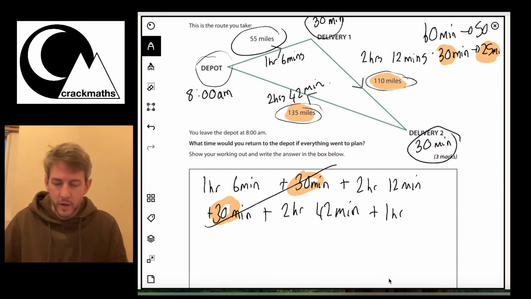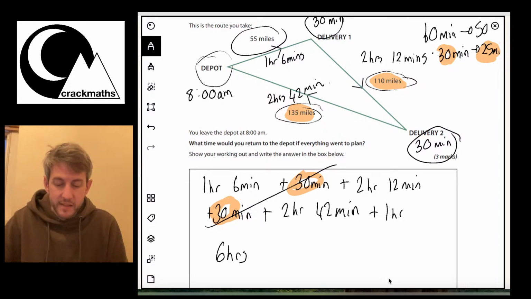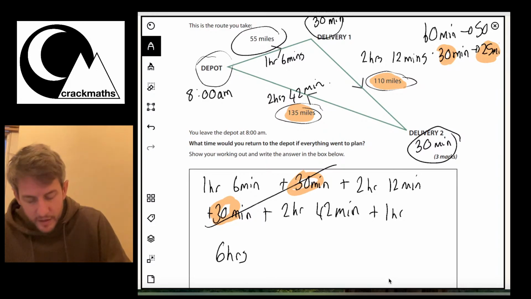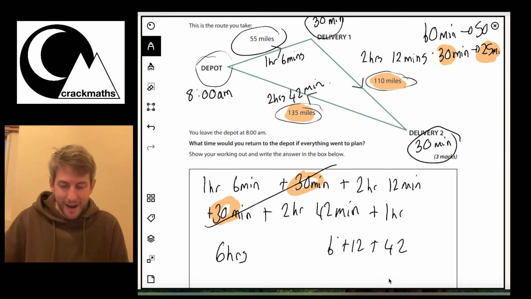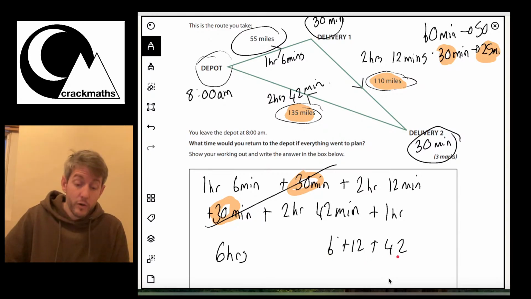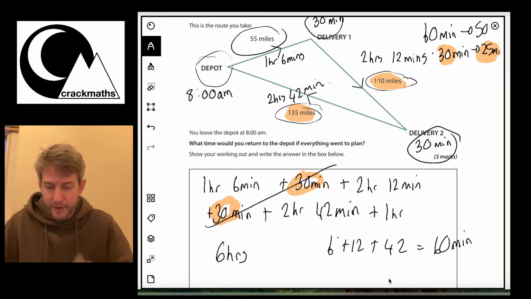So I've got 1 plus 2 plus 2 plus 1, which makes 6 hours. Then I've got 6 plus 12 plus 42. Actually, that makes up another hour as well, because 6 add 42 is 48. And then 48 add 12: add on the 2 is 50, add on the 10 is 60. So that equals 60 minutes. So the whole trip is going to take 7 hours.